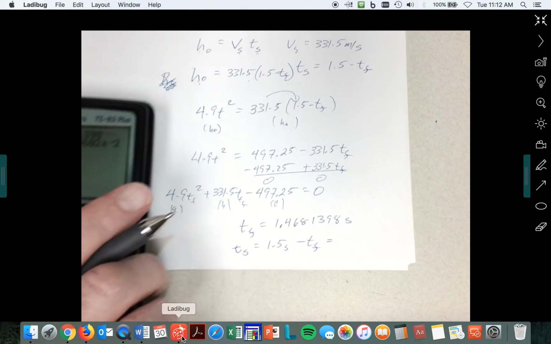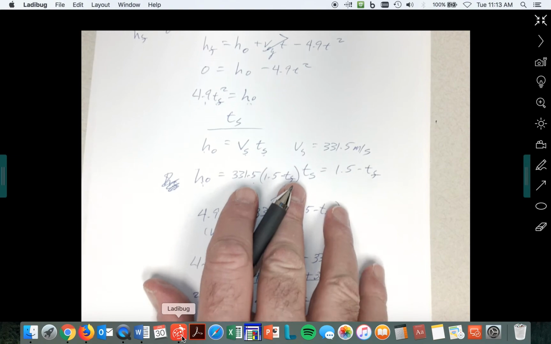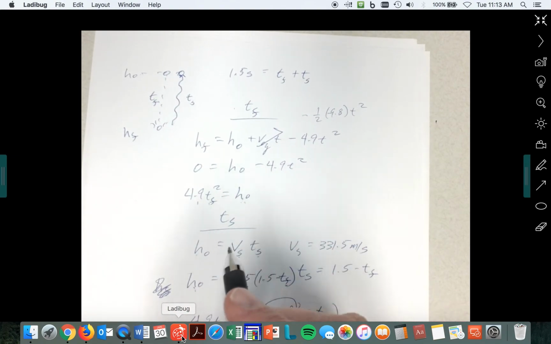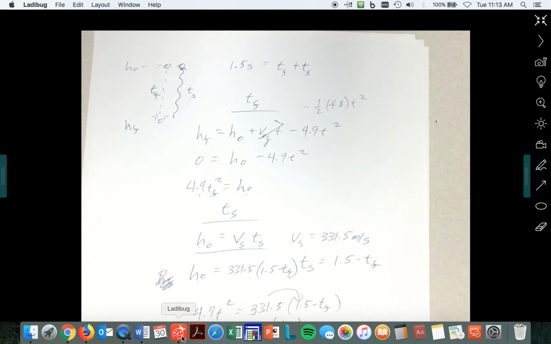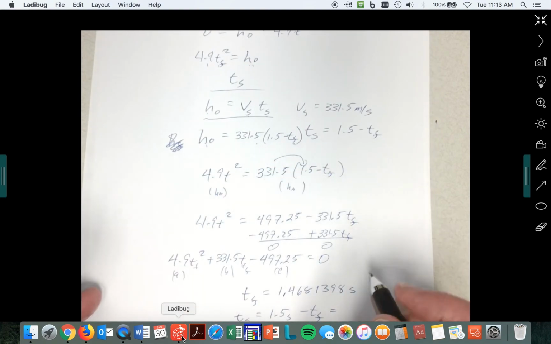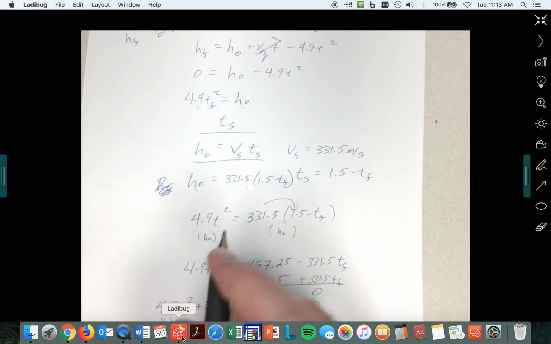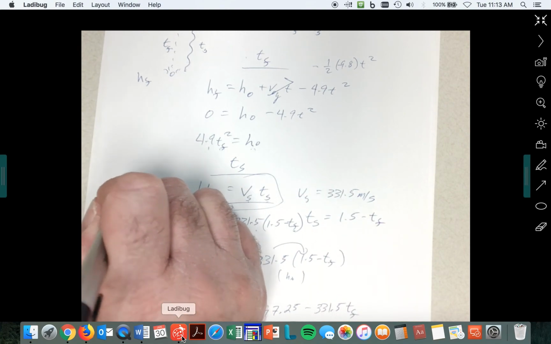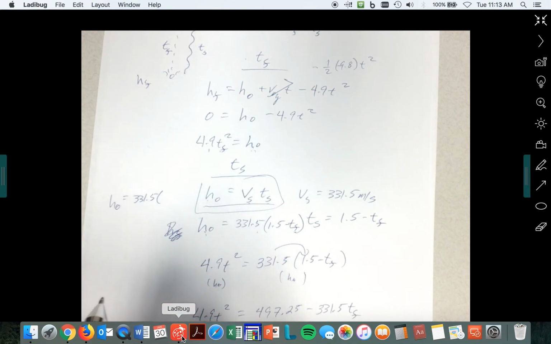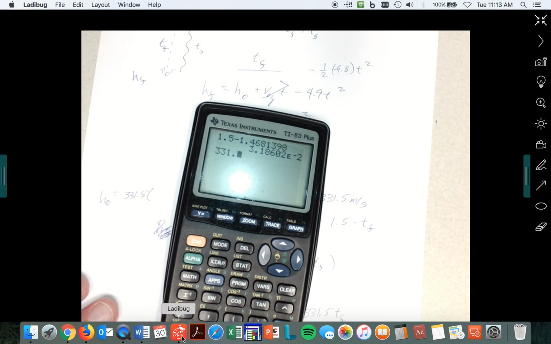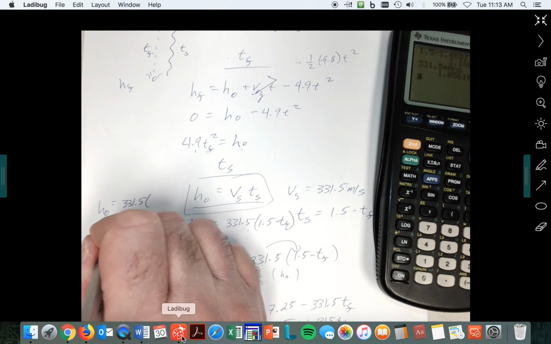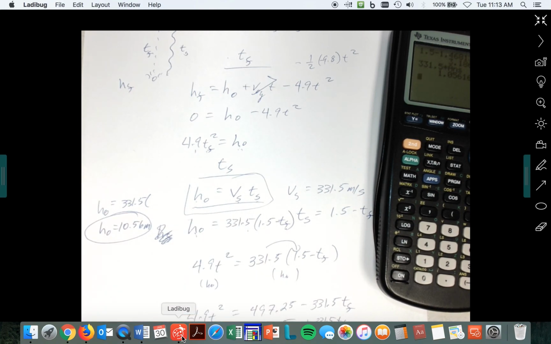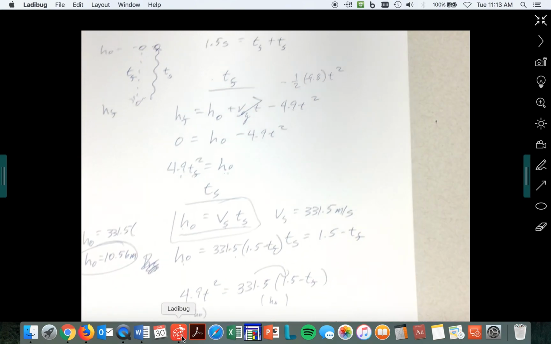I'm going to go all the way back up to this equation up here, right here, because now I found out what TS is. Okay, well, the height then is equal to the speed. Using this equation here, I know that H naught is equal to 331.5 times this crazy number that I got here. So I'll take 331.5 times my answer, and I get 10.56. And that is the correct answer, because I did this problem, so I wanted to make sure I wasn't leading you astray. Okay?